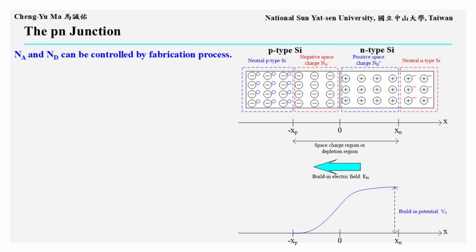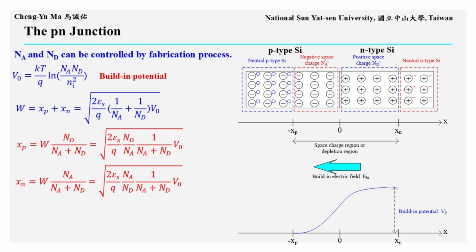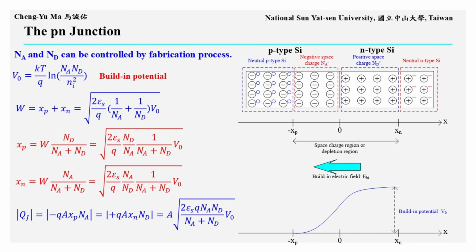Finally, let us summarize several important formulas for the p-n junction. First, when the p-n junction is fabricated, the doping concentrations of the p-type and n-type semiconductors, Na and Nd, can be determined by the fabrication process. After Na and Nd are determined, the first key characteristic we can calculate is the built-in voltage, V0. V0 equals kT divided by Q, multiplied by the natural log of Na times Nd divided by Ni squared. After finding V0, we can then calculate the widths of the space charge region, W, xp, and xn. Finally, we can calculate the junction charge, Qj.